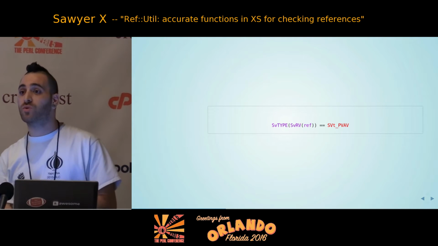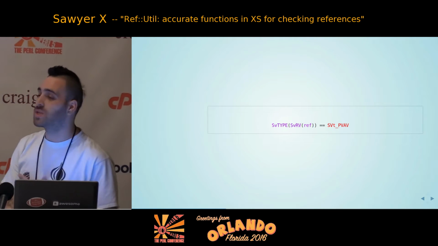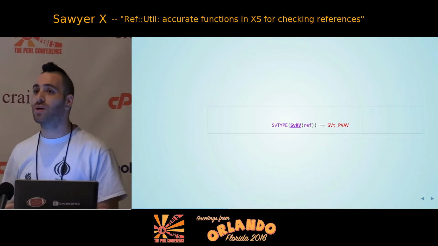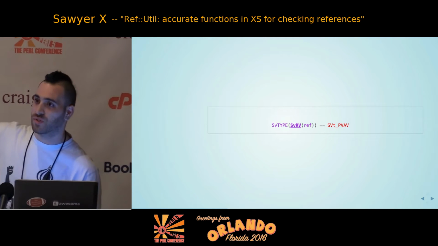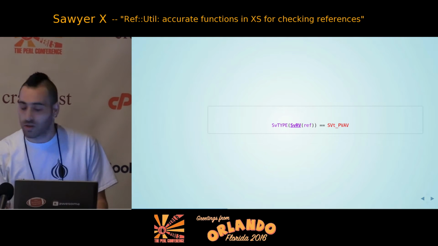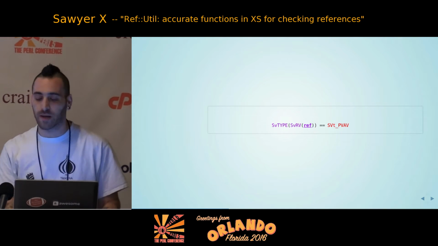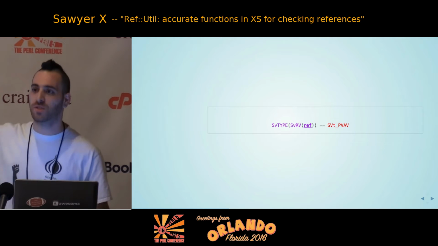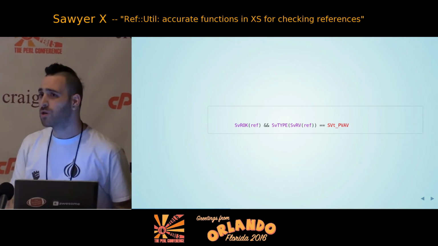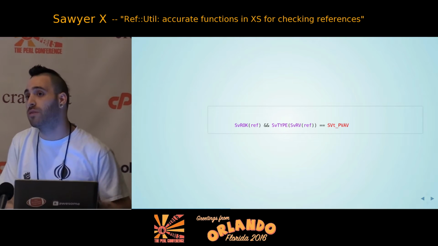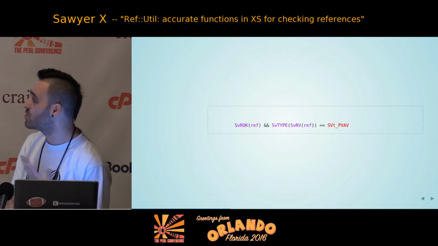If it's a reference, we can also dereference it by using SvRV, which means dereference a reference. Get the SV of this reference value. Give it a ref, we get that result, and we check that type. So this is a deref plus check whether it's an array. It's that simple. We can also check if it's a reference to begin with, so we don't try to dereference it by accident, by using SvROK.